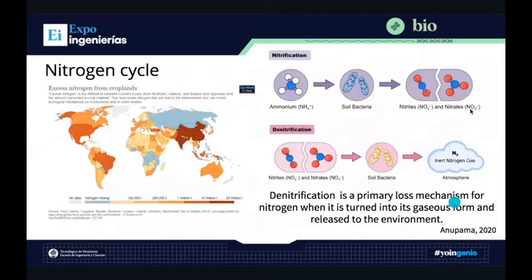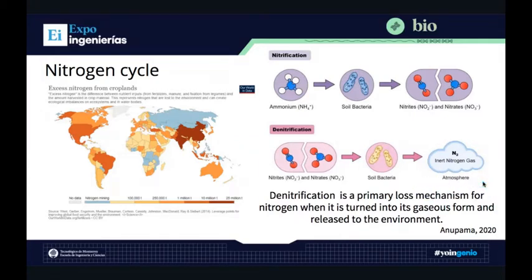Okay, so the nitrogen cycle has two pathways, nitrification and denitrification. Nitrification is a process in which ammonium is converted into nitrate by oxidation with the help of soil bacteria. Denitrification is the reduction of nitrate to nitrogen and is done with the help of bacteria that produce nitrate reductase enzymes. Denitrification, as I was about to say, is important for fixed nitrogen budgets in the oceans since it is a primary loss mechanism for nitrogen when it is turned into its gaseous form and released to the atmosphere.